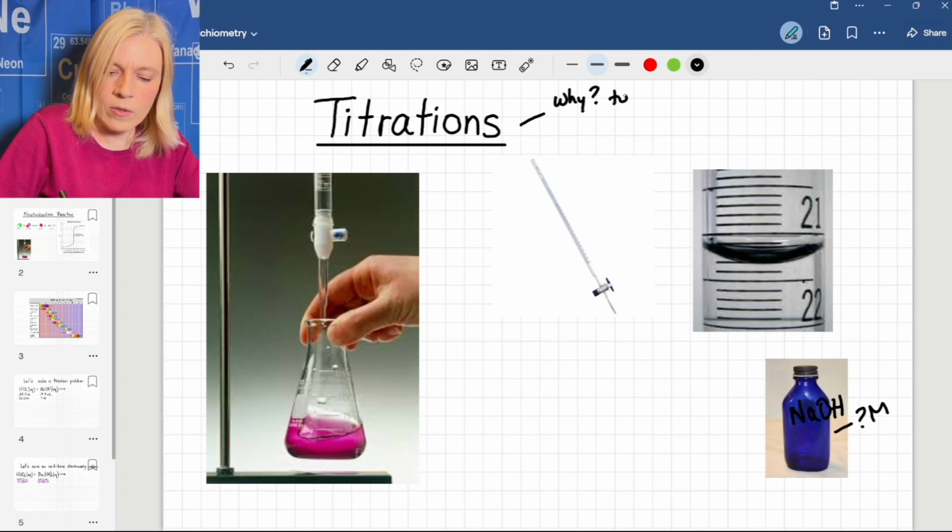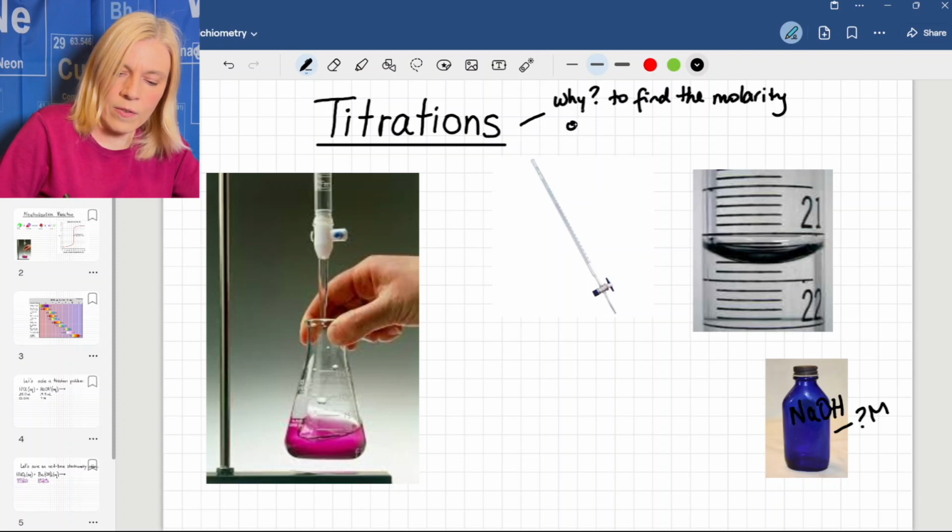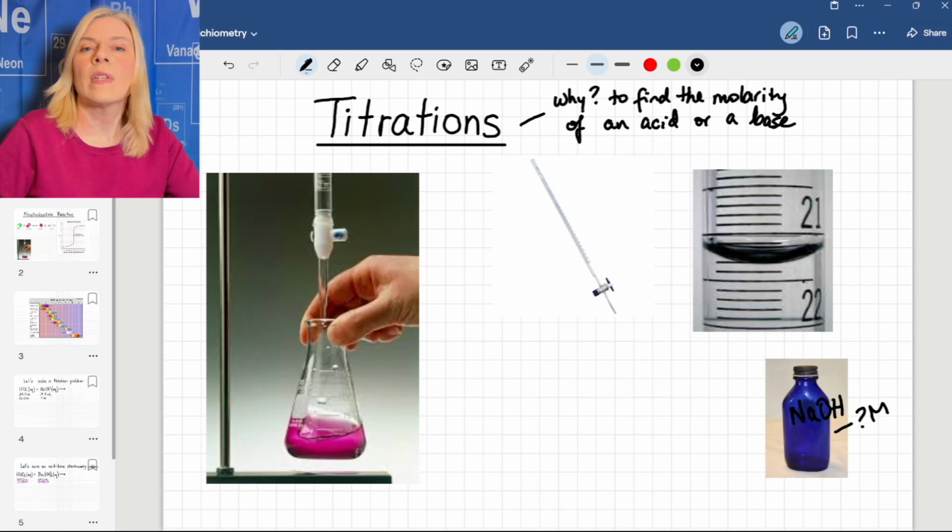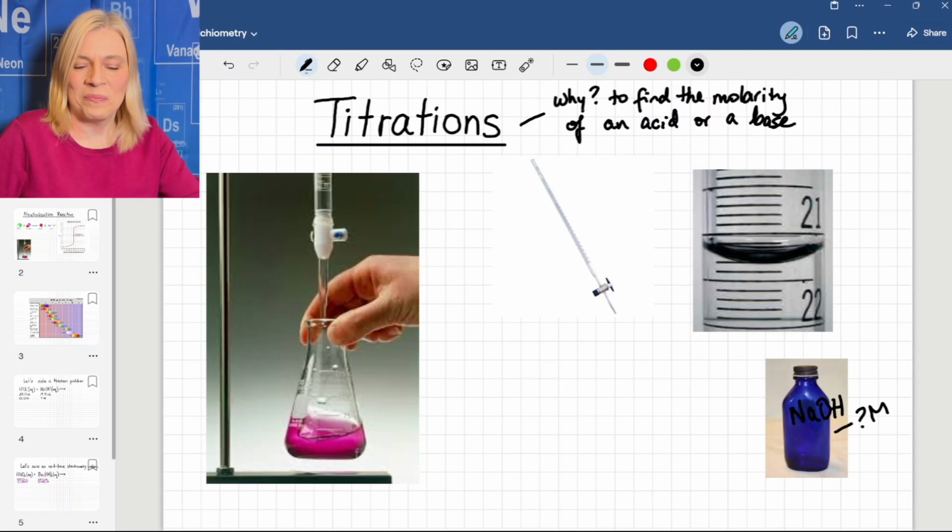Why? To find the molarity of an acid or a base that somebody did not label. Okay, let's go over quickly some equipment that you might use.